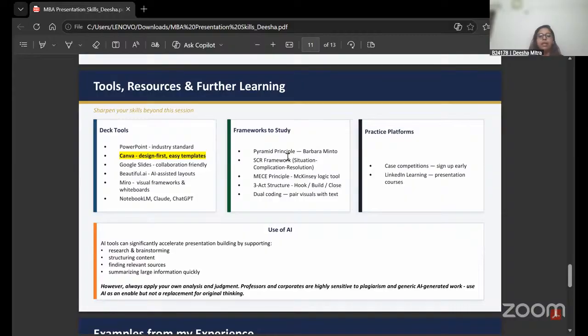Pyramid principle, like I talked about. These are some McKinsey frameworks here. MECE is a very important framework that you can use to structure your ideas better. And for practicing, case competitions are a very good way to start making PPTs. In fact, my PPT skills improved through case competitions. So I would say participate in as many case competitions as you can. You would definitely improve your PPT skills there.